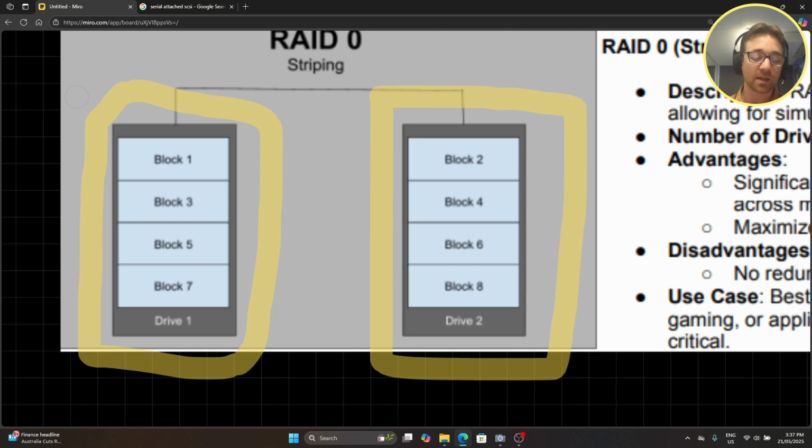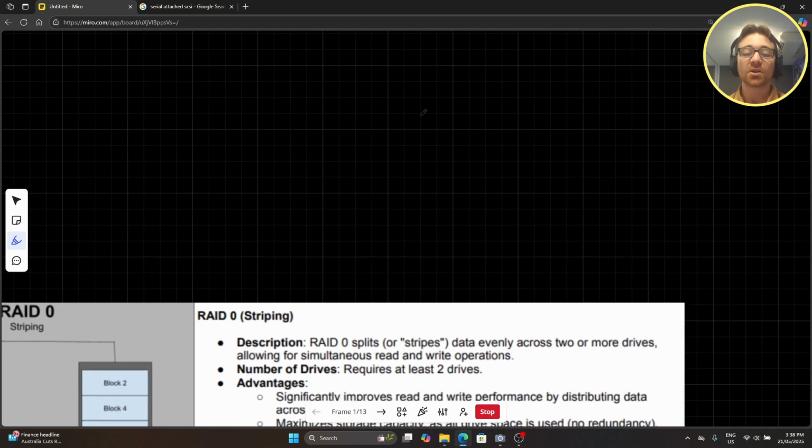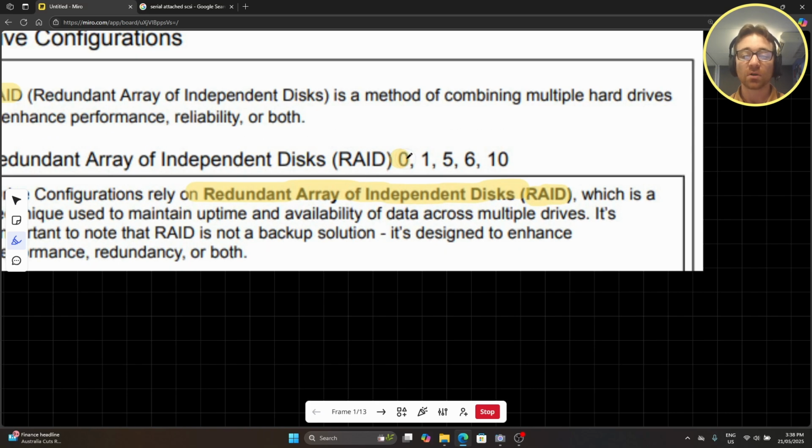So it's essentially a way of having multiple hard drives operating in conjunction with one another in order to achieve some sort of purpose, usually either making sure that we always have that data available in some way, shape, or form, maintaining uptime, or ensuring that we have really efficient access to this data. And we need to know about RAID 0, RAID 1, RAID 5, RAID 6, and RAID 10. Basically, each one of these different types of RAID has a different purpose.